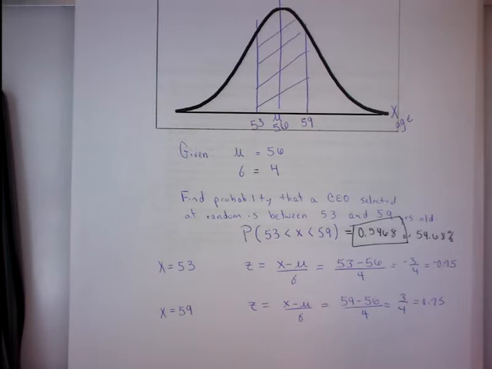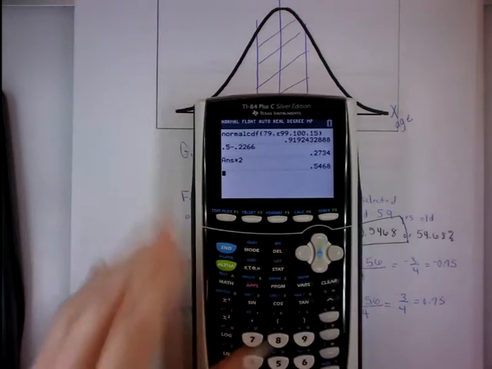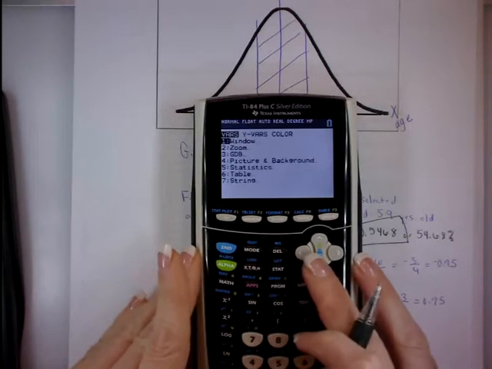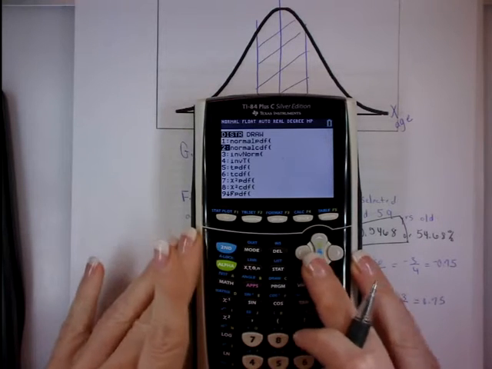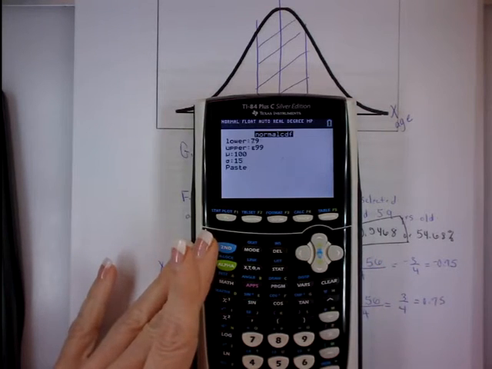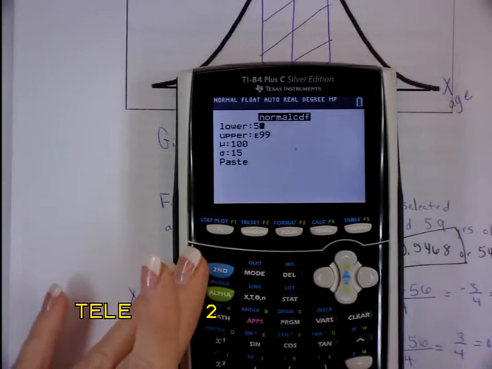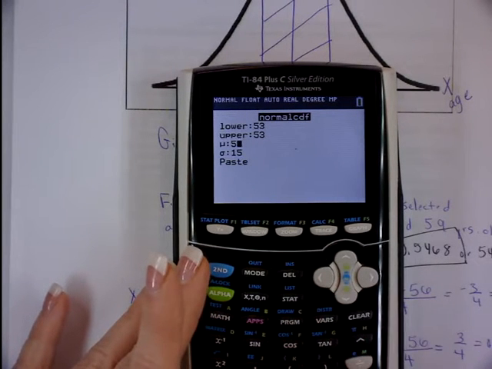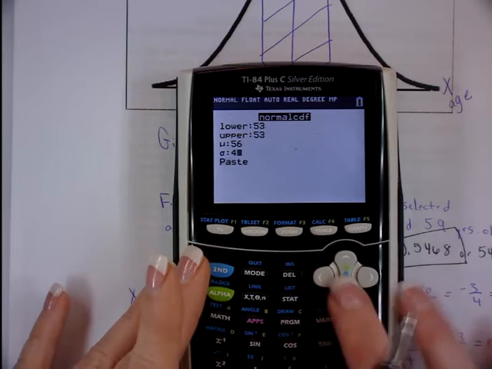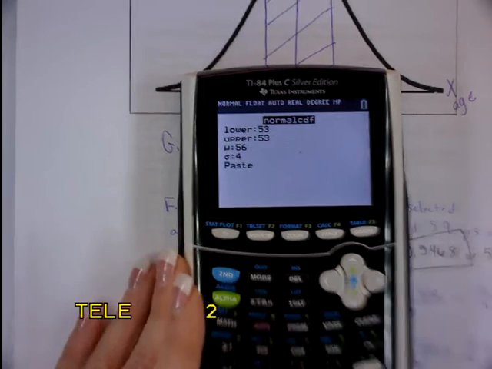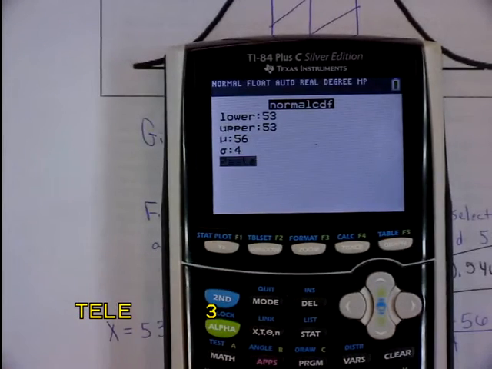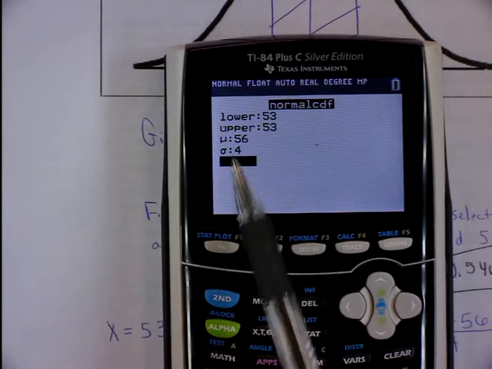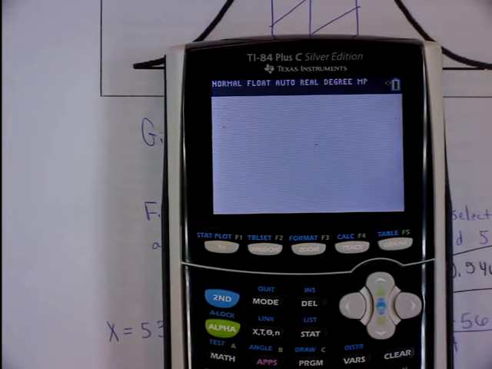Now the calculator, you would do second variable, number 2, 53 and 59, 56 and 4, and then paste. The smaller x, the larger x, the mean, and the standard deviation.